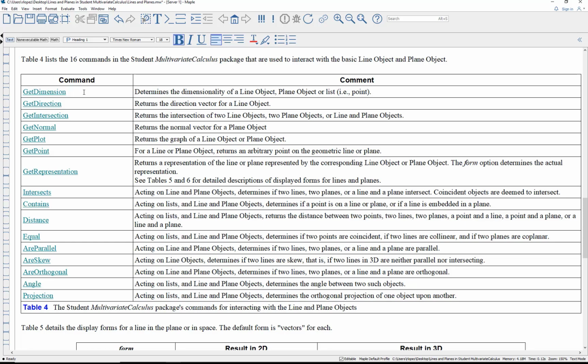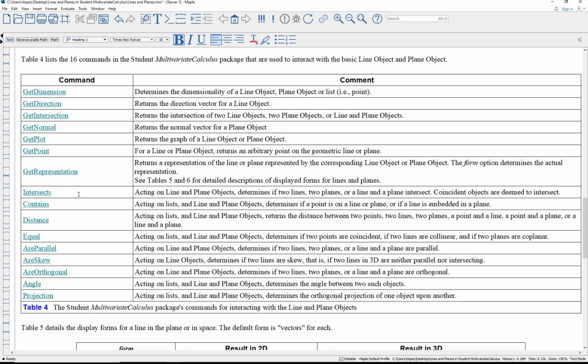Get the dimension of the object, get the direction of a vector along a line, get an intersection of 2 objects, determine the normal on a plane, just draw a graph. Okay, it's the one item that is not in the context panel. You can get a point on a line or a point on a plane, get the equation of a line, get the equation of a plane.